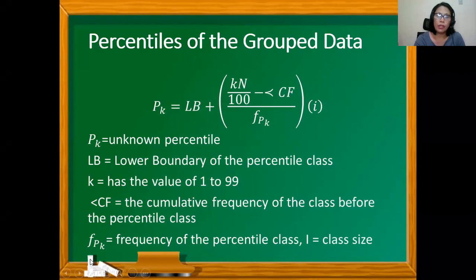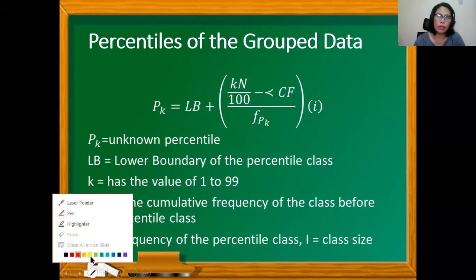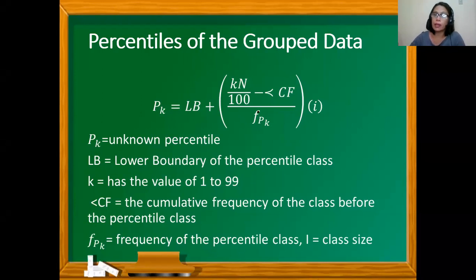Hi everyone. Today I'm going to discuss percentiles of the group data. So the formula is familiar to you since the formula was derived from the median of the group data as well as the median of the group quartiles. Now, P sub K there is the unknown percentile, where K is from 1 to 99, since we define percentiles as dividing an array into 100 equal parts.